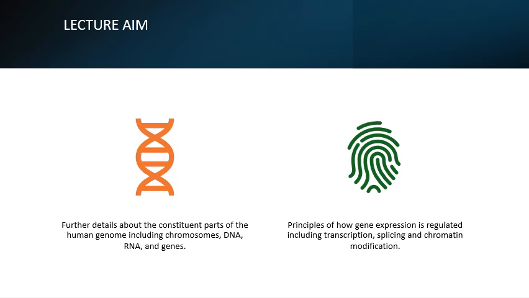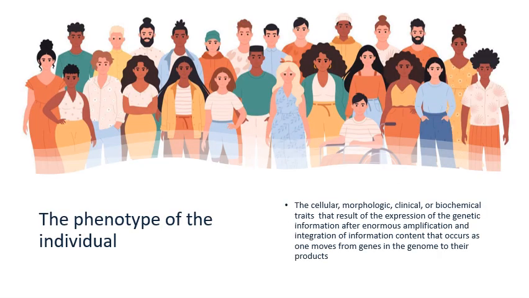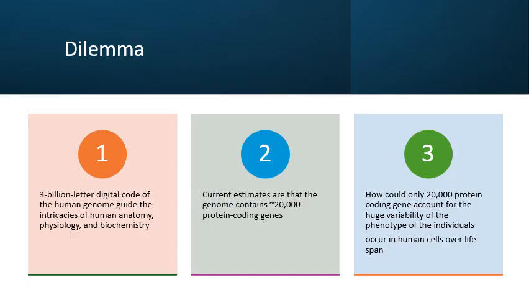And then we will be covering the principles of how gene expression is regulated, including transcription, splicing, and chromatin modification. When the genetic information in our genes is expressed, that will result in cellular, morphological, and clinical biochemical traits that determine what we call the phenotype of an individual. But we have a dilemma here. We know that the human genome includes about 3 billion letters of digital coding carried on our genes, which will determine the phenotype of an individual.